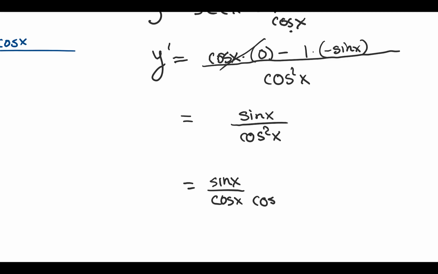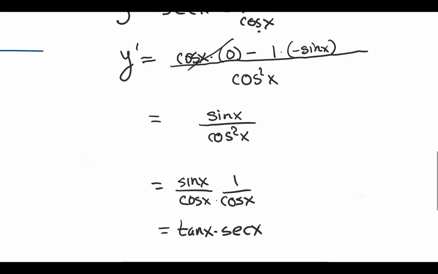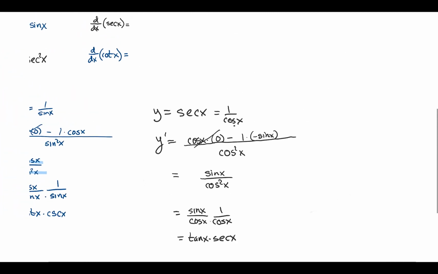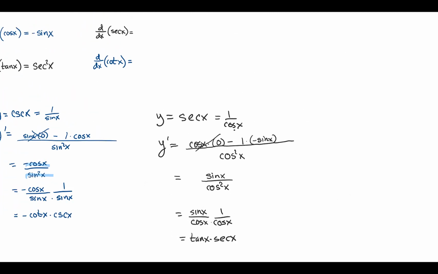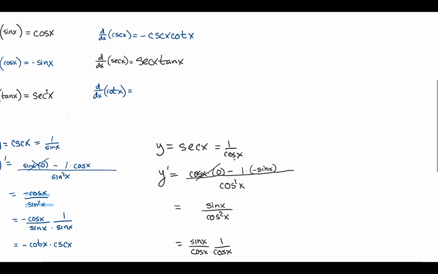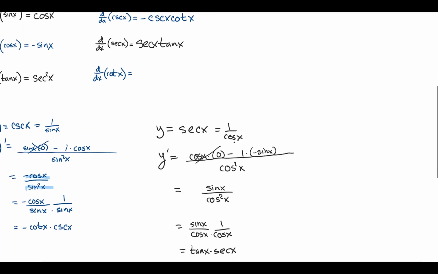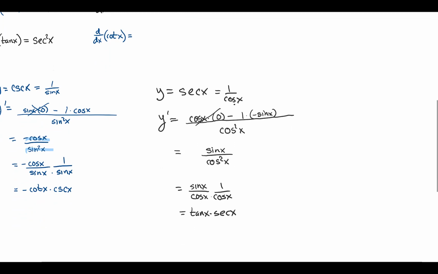And then we move our cosine of x over here because it's a multiplication. And we just slap a 1 on top and go, well, that looks like tangent of x times secant of x. And there's the derivative of secant of x. And we pop that in. Actually, I'm going to write it backwards. Secant of x, tangent of x. Just showing you that both cosecant and secant have themselves inside their own derivative.